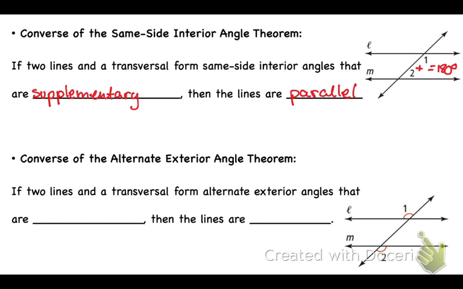Okay, the converse of the alternate exterior angles. We know that alternate exterior angles are congruent if the two lines are parallel, right? So the converse says if two lines and a transversal form alternate exterior angles that are congruent, then the lines are parallel. Nope, I spelled that wrong. I forgot my U.